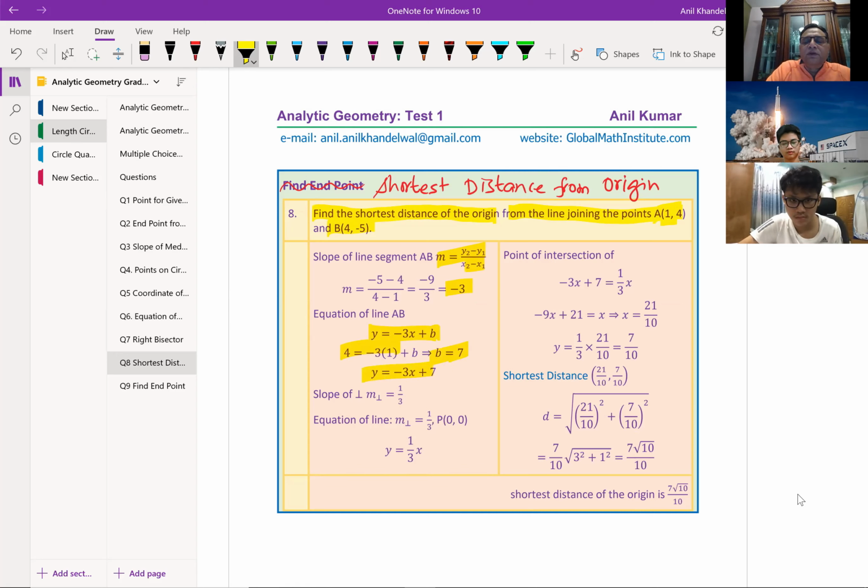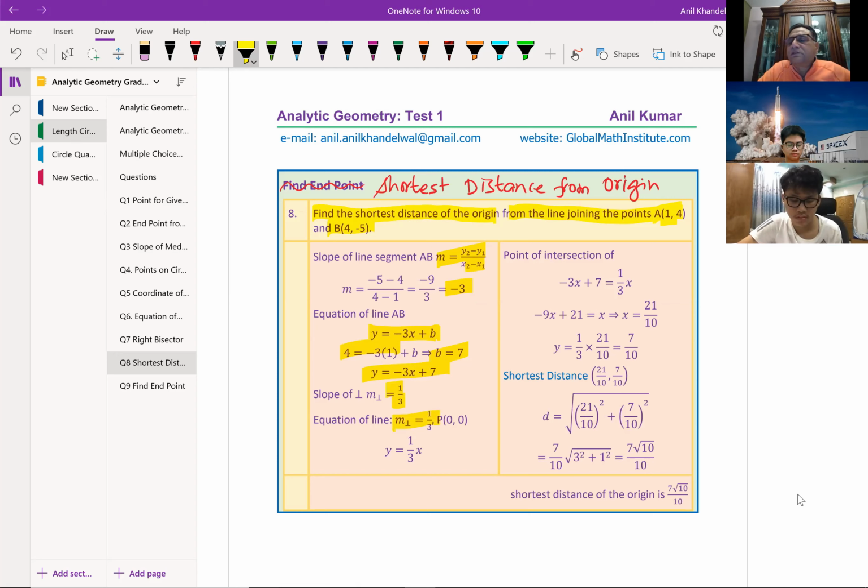So we have this equation, y equals minus 3x plus 7. Now, this is the line whose distance we want to find from the center of the circle. How do we find it? Well, clearly, the line should be perpendicular to this line, and on that perpendicular, we should have the origin. So, the slope of the perpendicular will be 1 over 3.